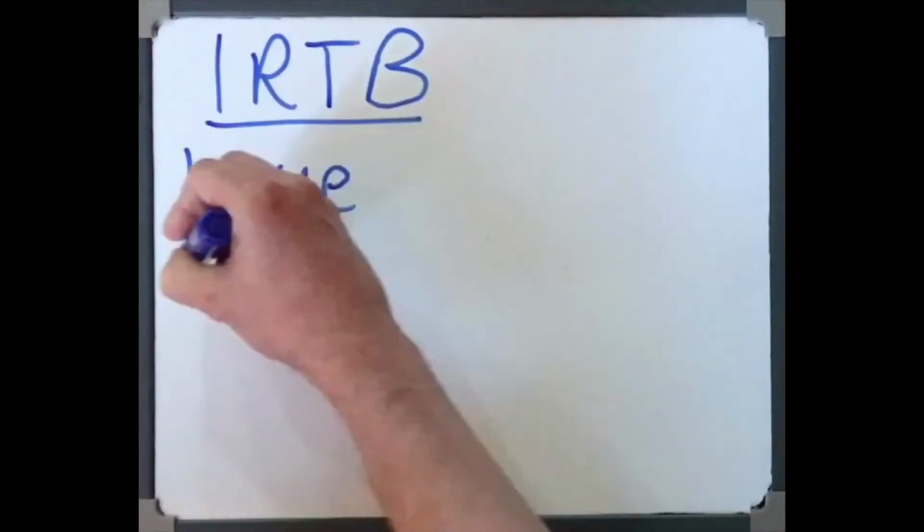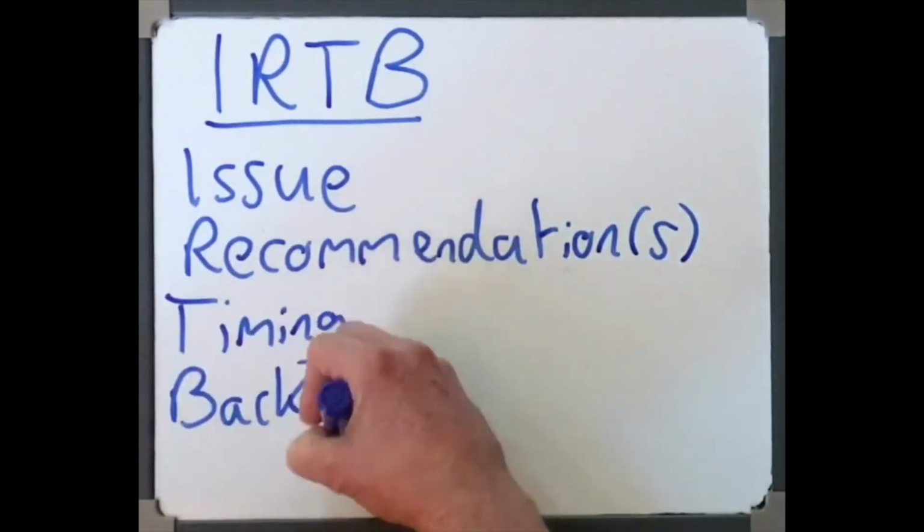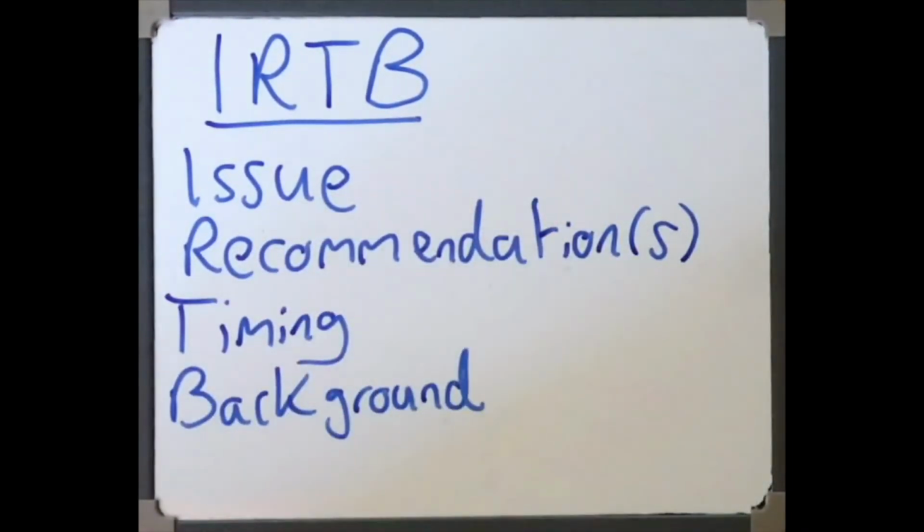Let's now look at the IRTB. Firstly, what is an IRTB? Well, an IRTB is a submission. It is designed to seek a decision or an agreement to a proposed course of action. In simple terms, you may have found something which requires improvement in your unit, and you have an idea of how to rectify this. An IRTB provides a structure to put your argument across to your CO or chain of command. IRTB stands for Issue, Recommendations, Timing and Backgrounds.